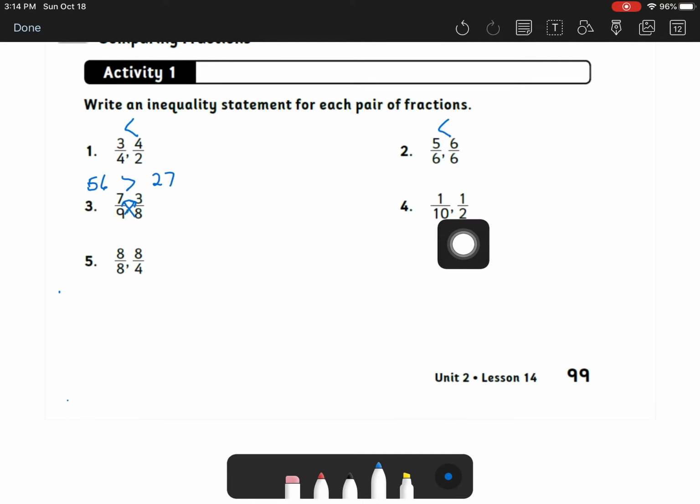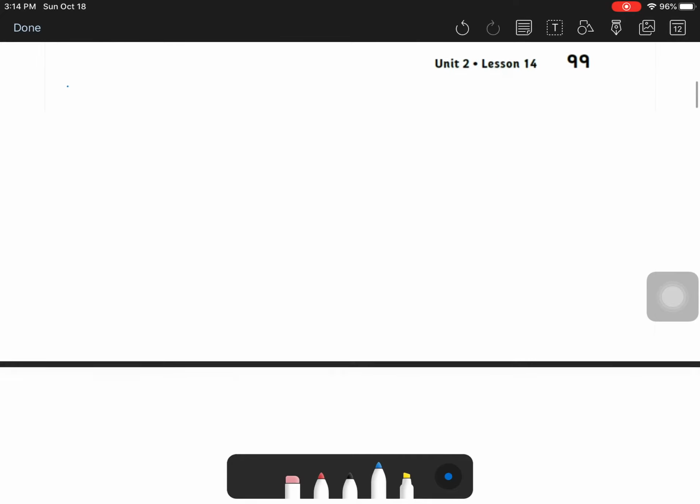All right, 1/10. So 1/10 is definitely less than 1/2, right? And 8/8, which is equal to 1, is going to be less than 8/4 because 8/4 is bigger than 1.